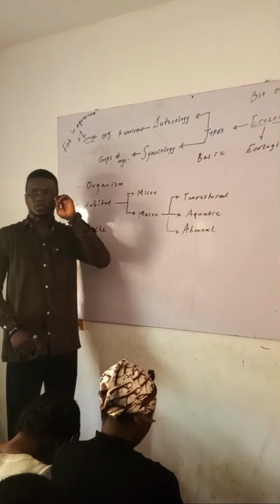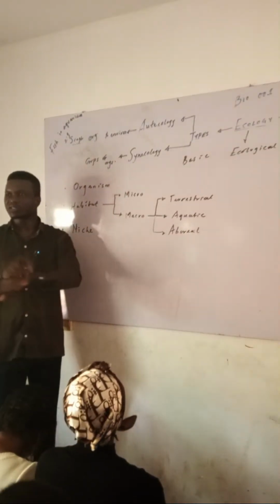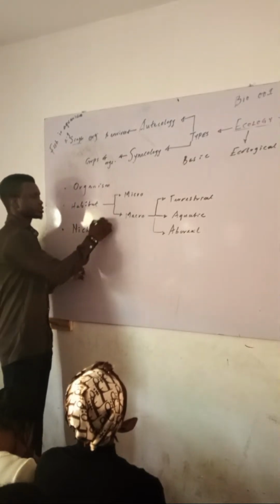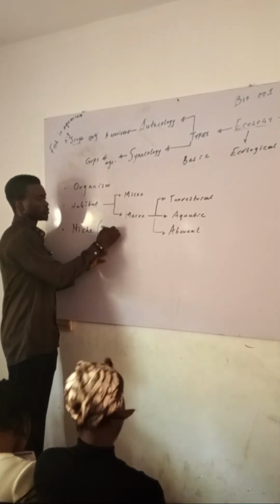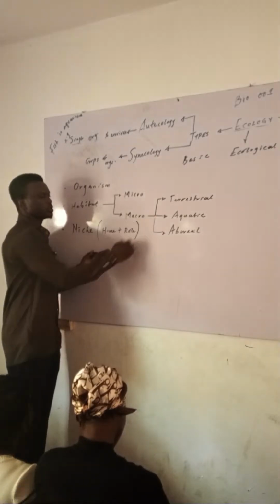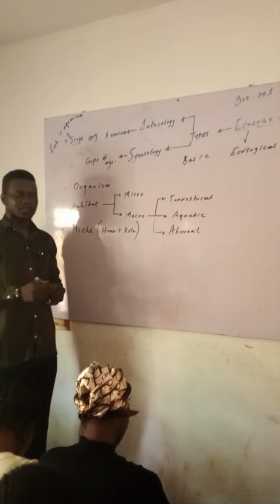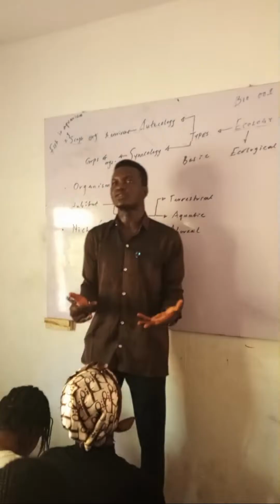So I hope you are following what we are doing. Even if you are writing notes, you should have written something from what I'm saying. So now, niche is talking about where you live, home, plus function. That is where you live and the role you play. Is that taken? So everybody has responsibility irrespective of where you find yourself.